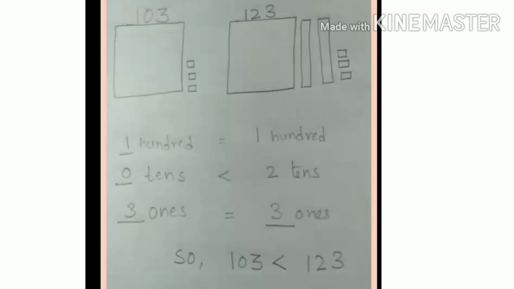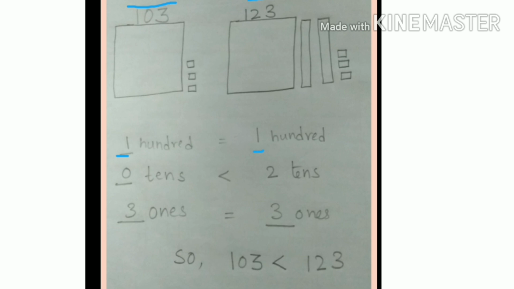Here you can see 103 and 123 numbers. Let us compare these two numbers by using place value blocks. 103 and 123. In these two numbers, hundreds places are same. So, in 103 there is 100. In 123 also there is only 100.